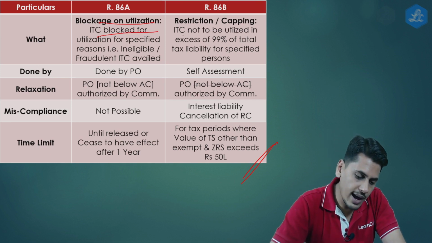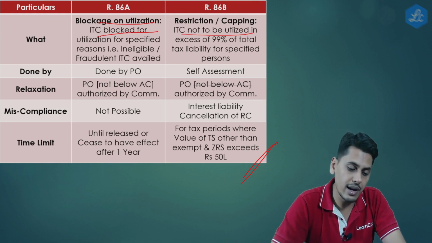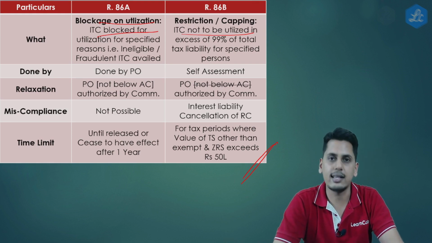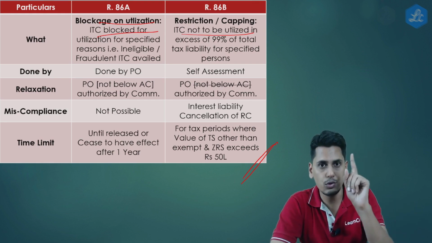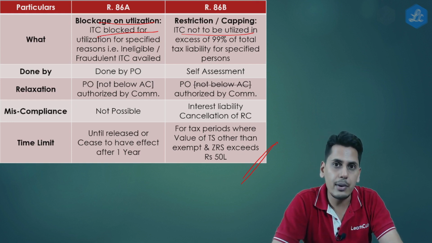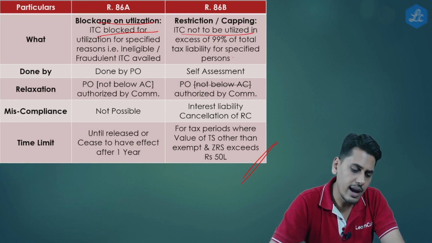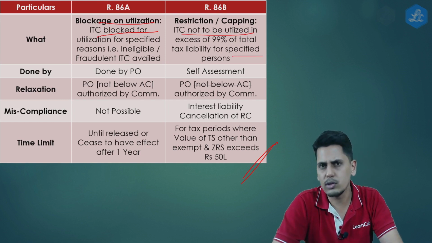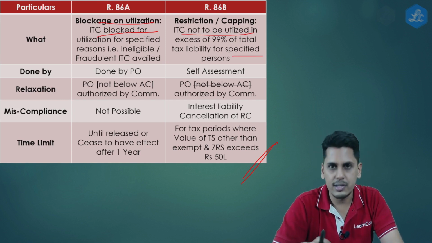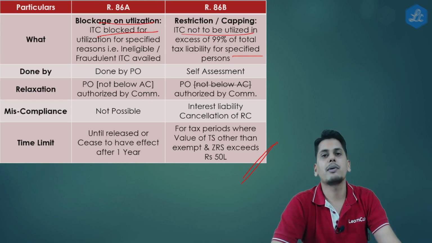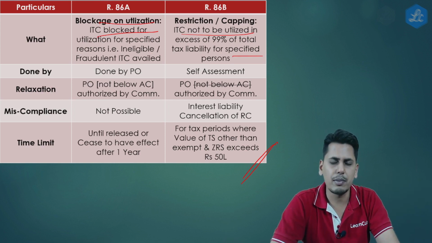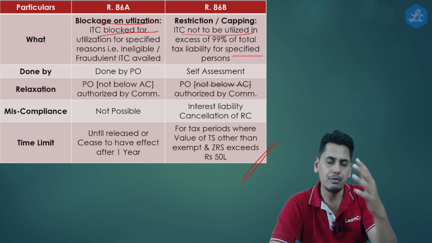Rule 86B, ITC not to be utilized in excess of 99% of total tax liability, which means at least 1% of your total tax liability needs to be paid from your electronic cash ledger. And it is for specified persons. Who are those specified persons? Those persons whose value of taxable supplies other than exempt and zero rated supplies in a month exceeds 50 lakh rupees.